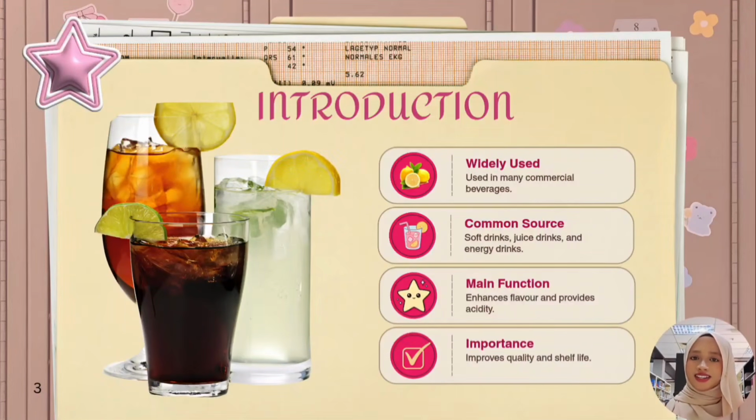Assalamualaikum and hi everyone. In this video, we will discuss the volumetric analysis titration of citric acid in soft drink, juice drink and energy drink. So, what is citric acid?